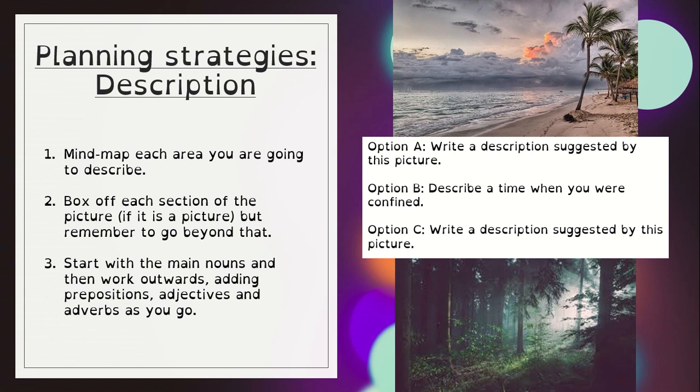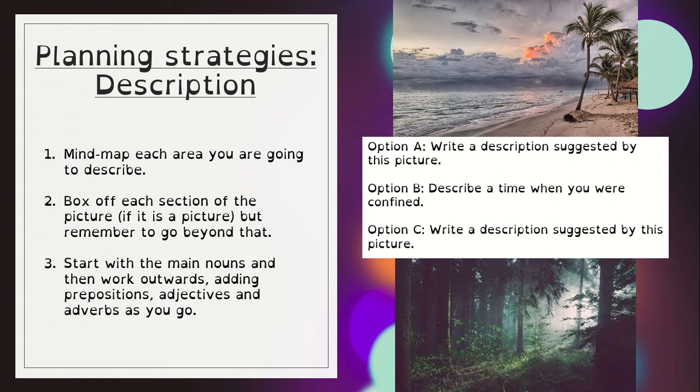I do want you to do that on the plain paper that I've actually provided. If you're going to do either of the picture tasks, I do want you to box it off. I want you to think about maybe 4 or 5 key sections to the picture that you could describe, okay? But also remember that you can go beyond that.